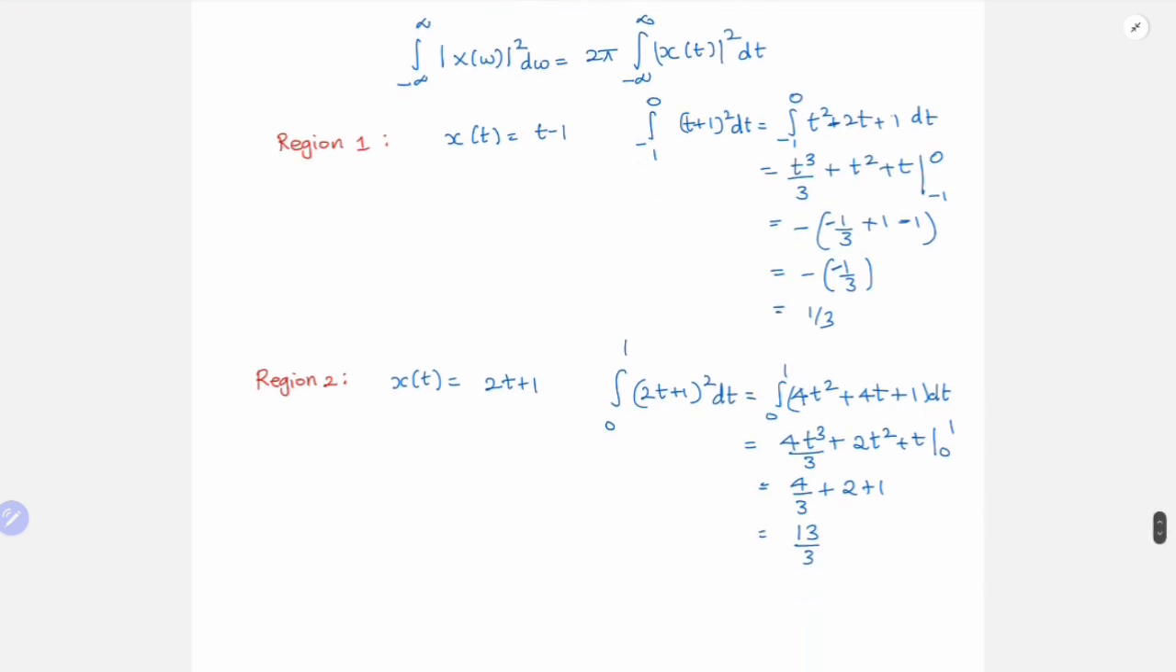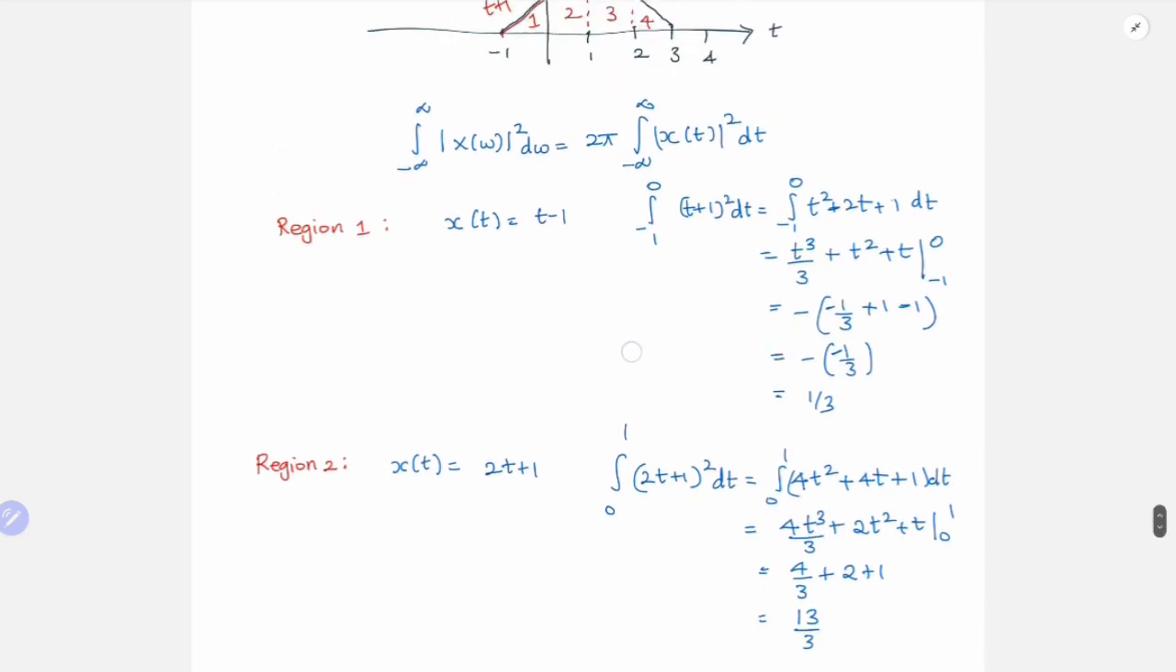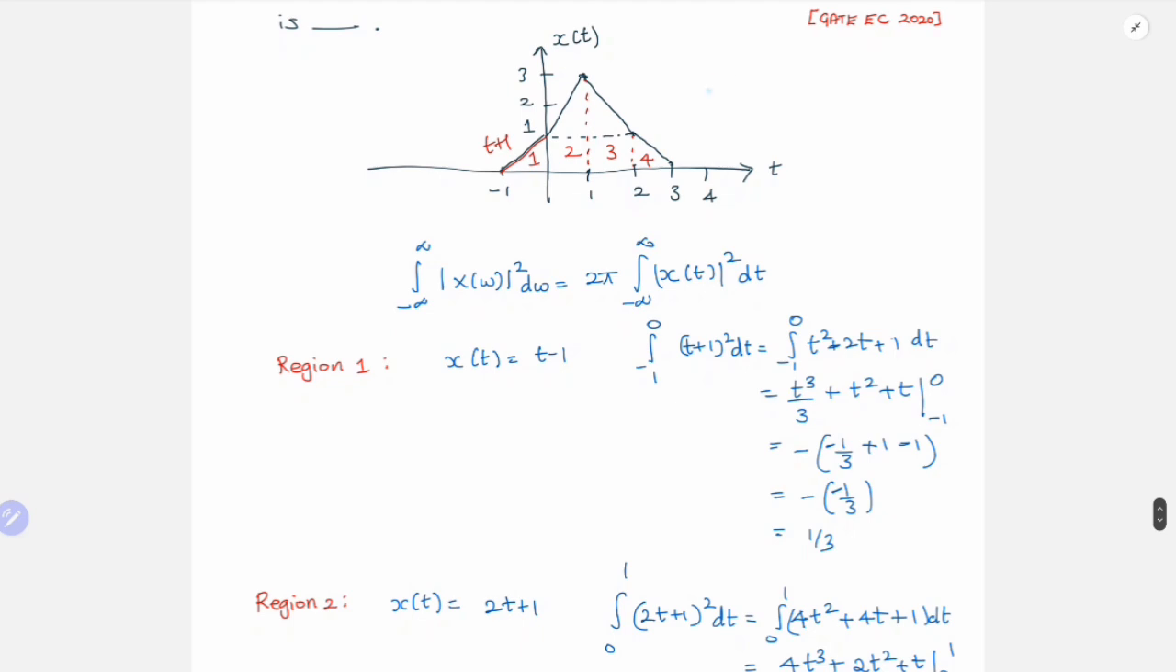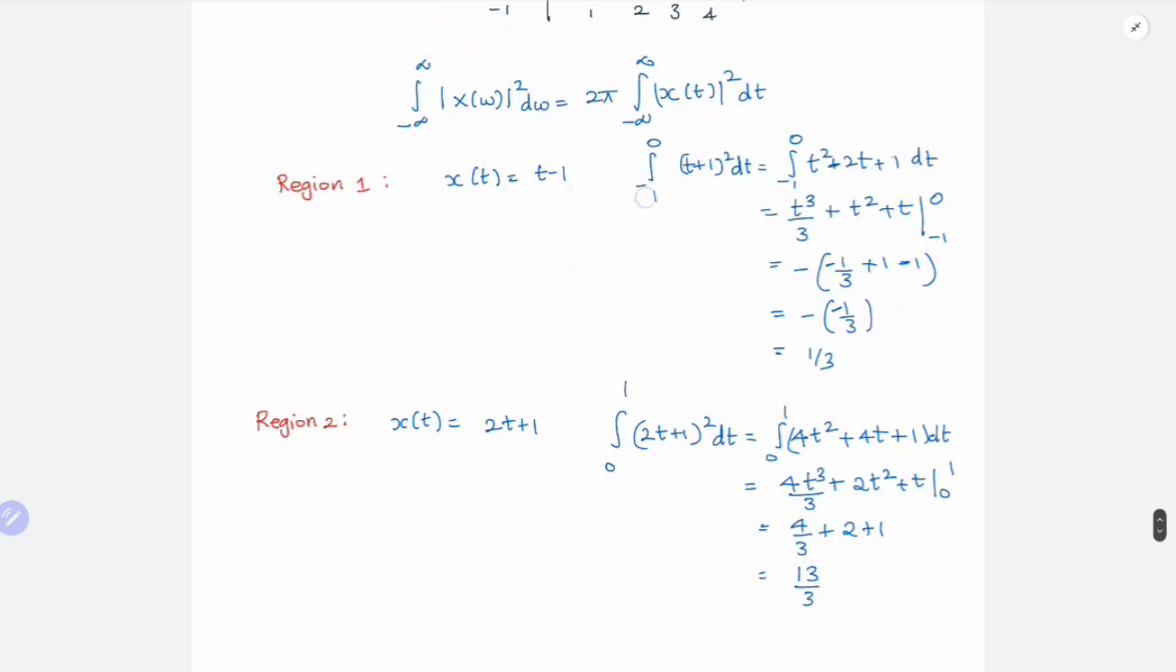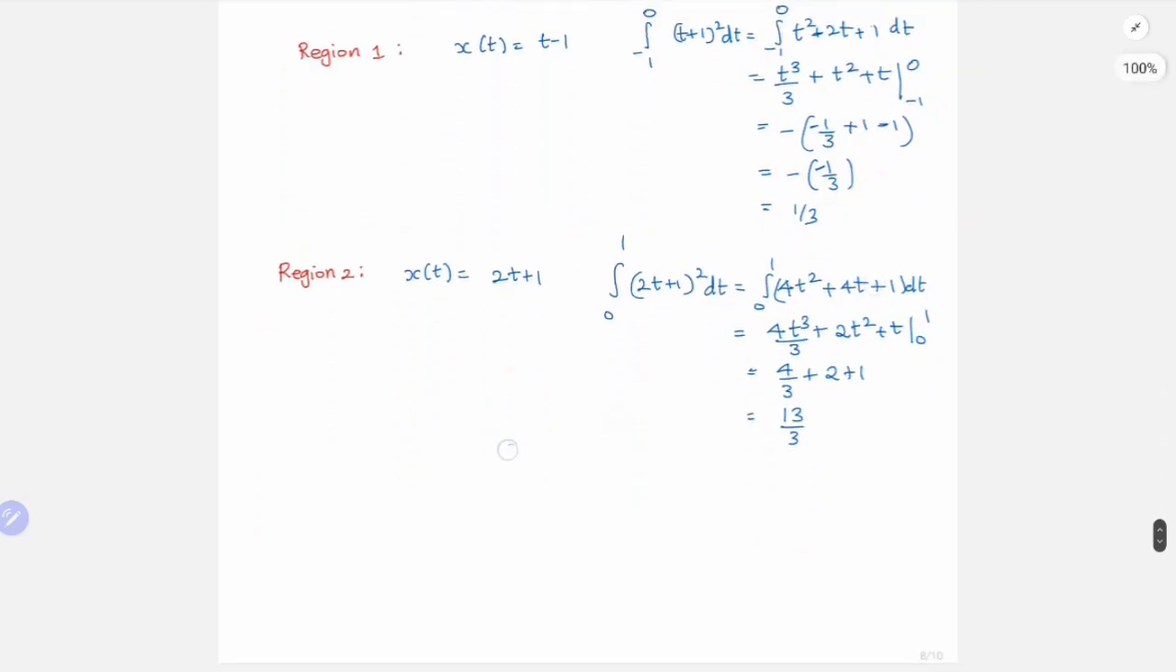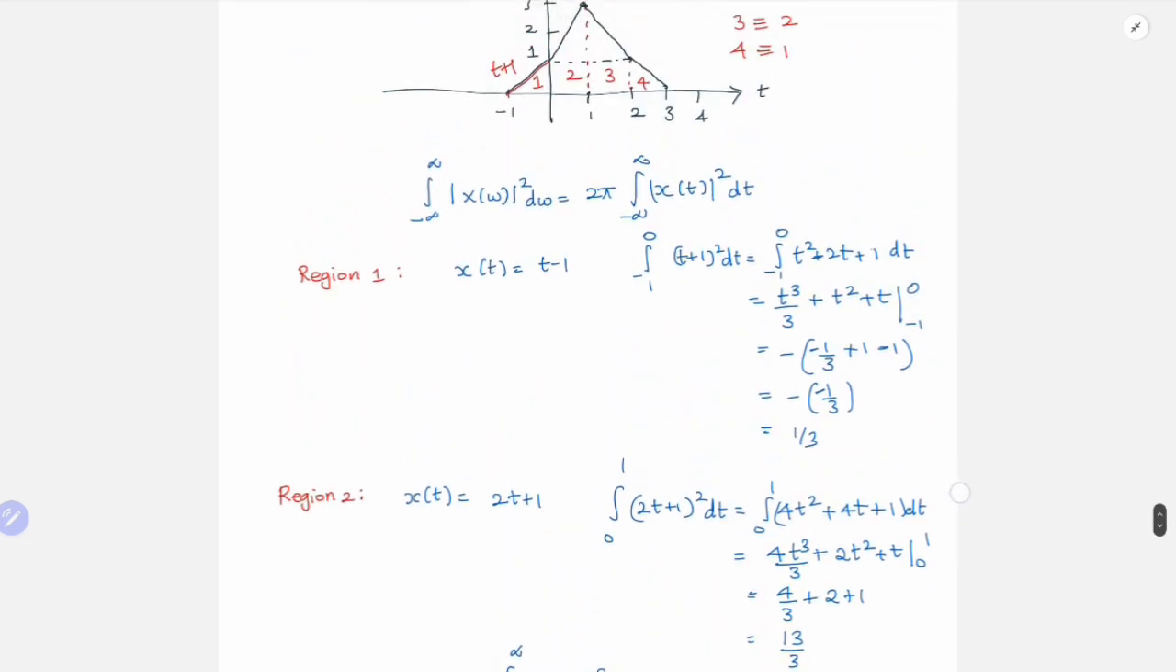Okay. So now these two are the thing. My region 3 and region 4 is going to be equivalent to region 2 and region 1. So my total area, the integral from minus infinity to infinity of mod x of t whole square dt, is nothing but 2 into 1 by 3 plus 13 by 3, which is nothing but 14 into 2, 28 by 3.